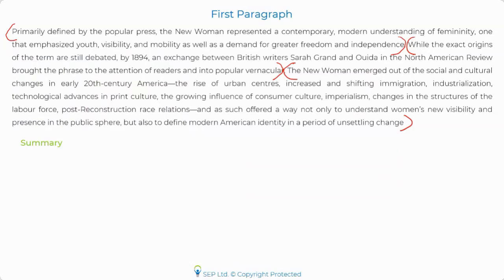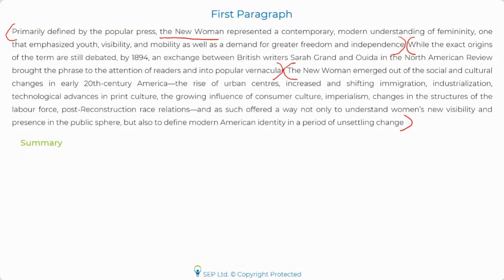There was one of the options which talked about "popularized by the press." So "primarily defined by the popular press" cannot be translated into "popularized by the press." All right. So this is where you trip up. You read something which is not given, and be careful of that. So the first line tells you how press has defined the new woman. The new woman is basically a modern understanding of femininity. And this modern understanding stresses youth, visibility. When we say visibility, whose visibility can it be? Obviously, the woman's visibility, and mobility, as well as a demand for greater freedom and independence.